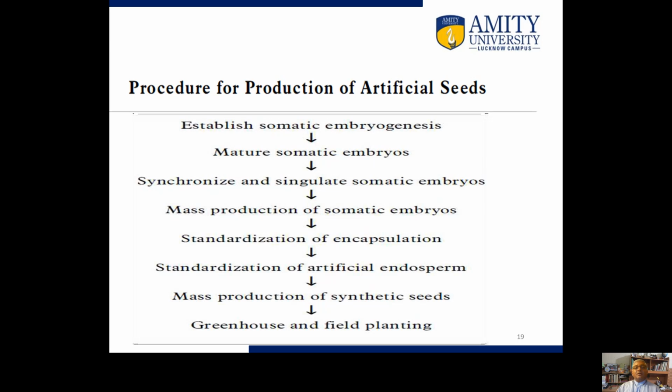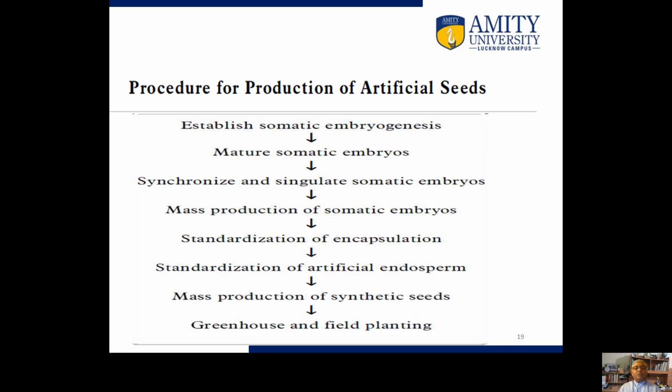So the procedure I have chalked out once again, just to give you some more in-depth idea. First, establishment of somatic embryo, followed by maturation of the somatic embryo, and synchronize and simulate the somatic embryo, because synchronization is very, very important, and synchronization has been achieved. That we have already discussed the technique in previous tutorials.